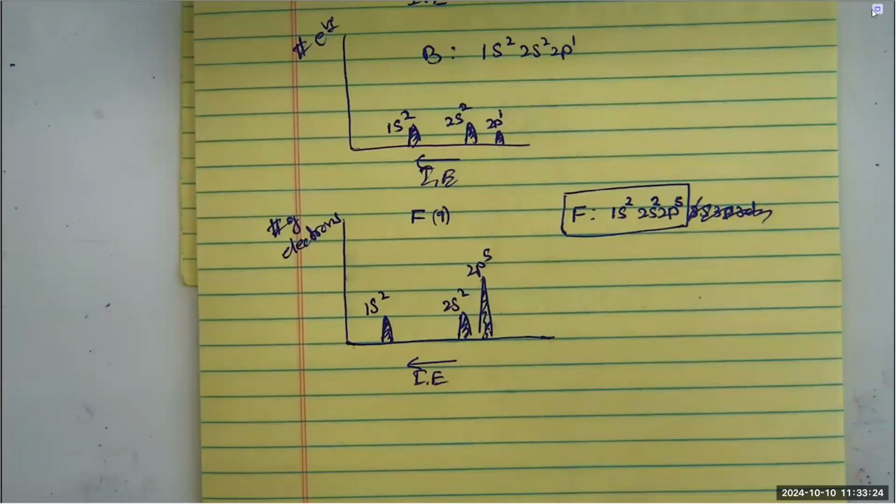Yes, and 1s can have only 2. Yes, this is an S orbit, S subshell, and 2s can have only 2 as well. And P can have up to 6, but we need only 5 to be filled there. That's it. Perfect. Got it.